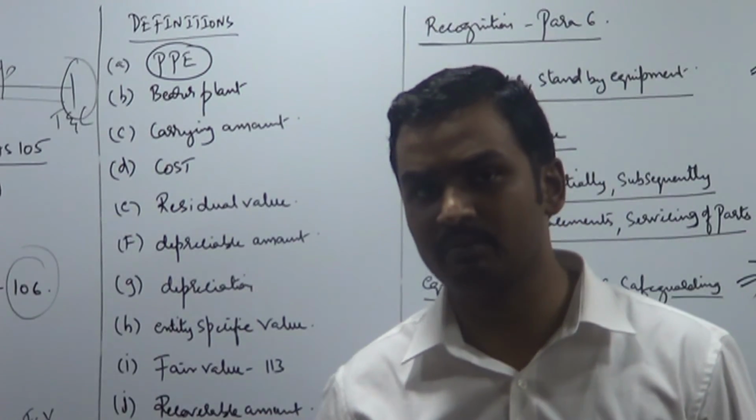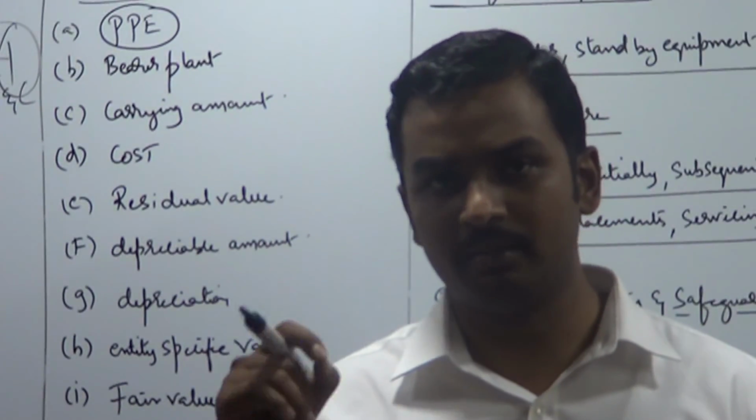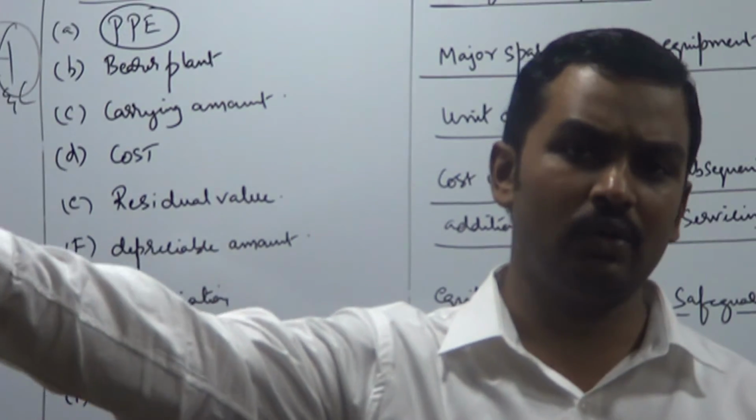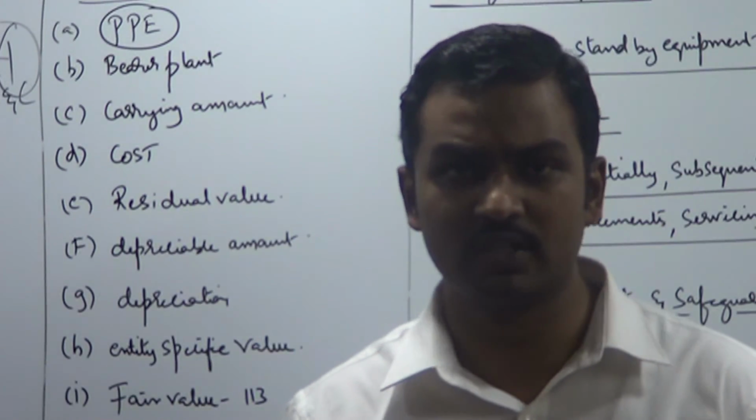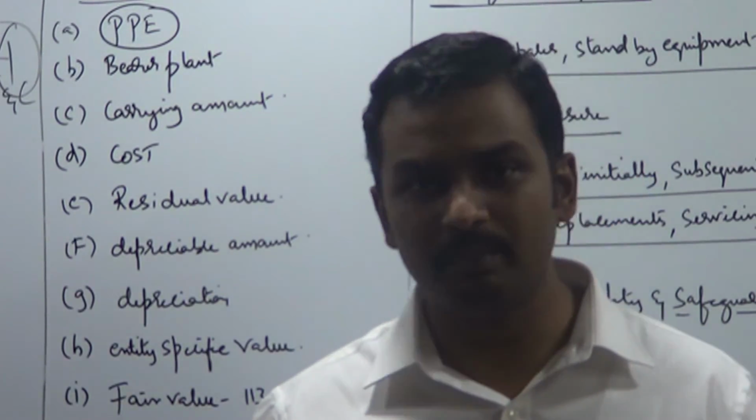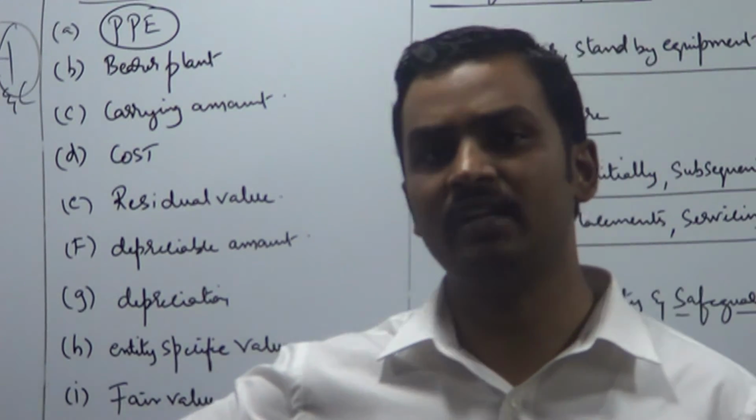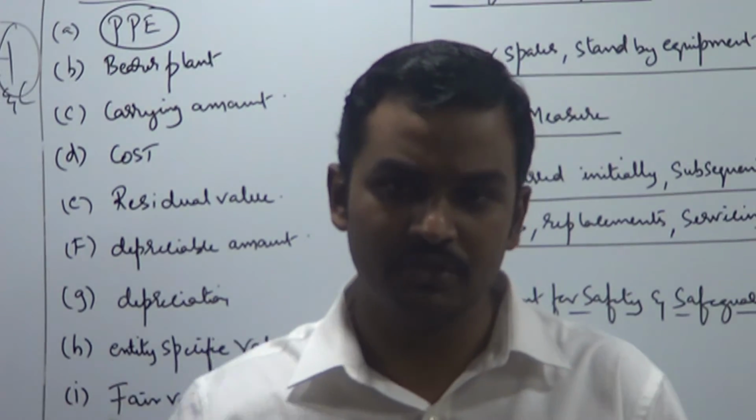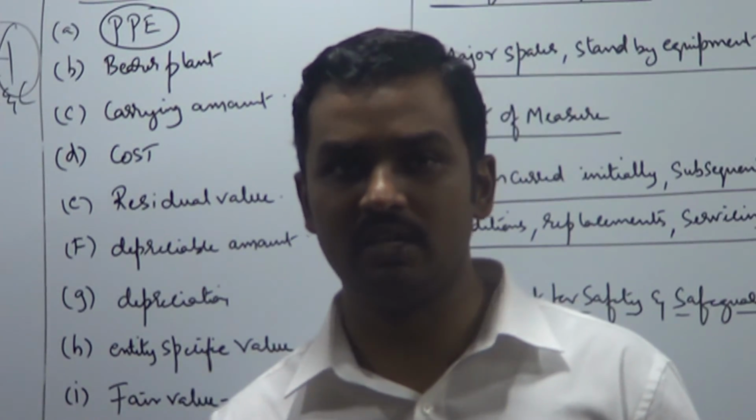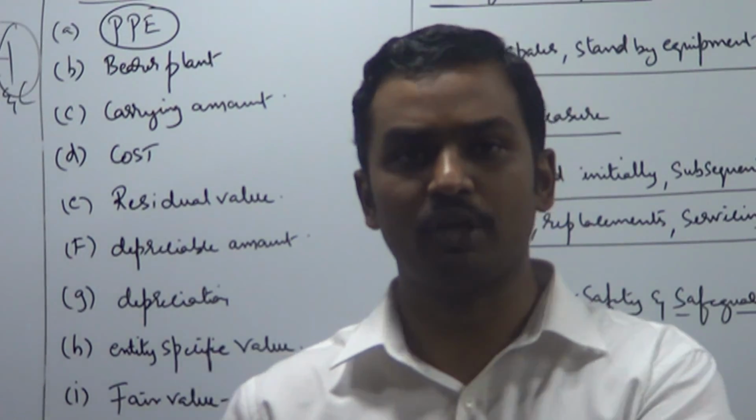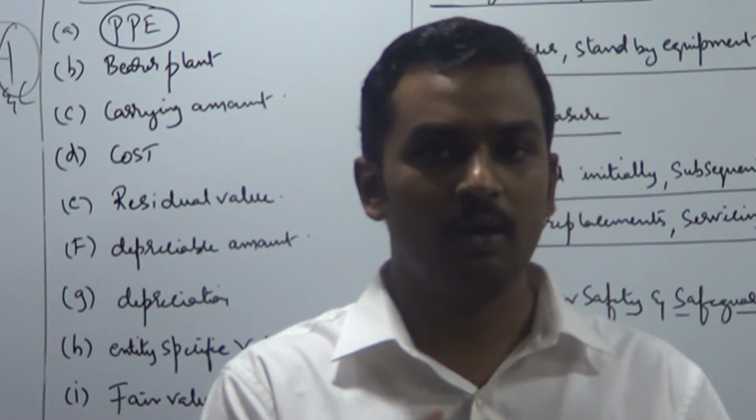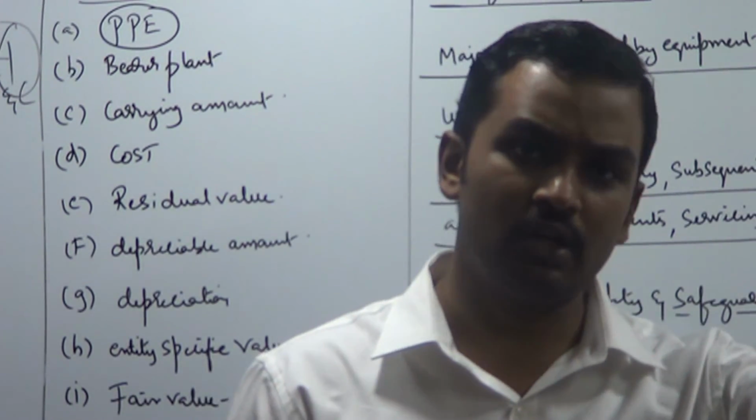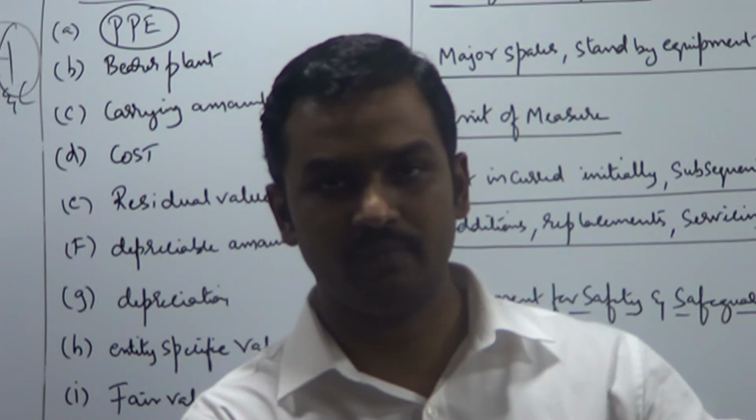But specifically, please remember, if you are holding land and building only for giving it on rent to others, it's not used for your business purpose. In such cases, it is not a PPE. It is covered by Ind AS 40, investment property. If you are holding a building for administration purpose, that building is PPE. If you are having a machinery for production of goods, it is PPE. But if you are going to give that machinery on rent to others, then also it is PPE.